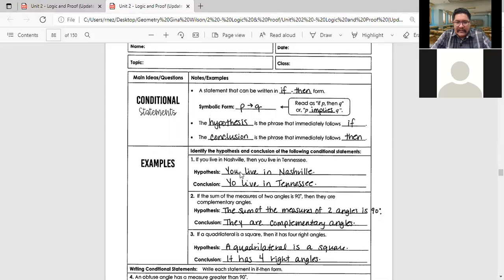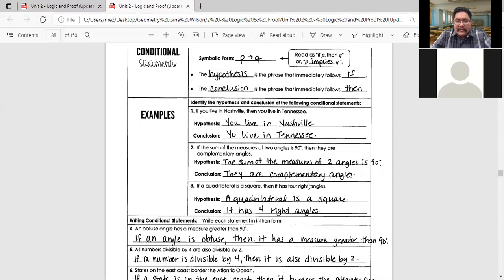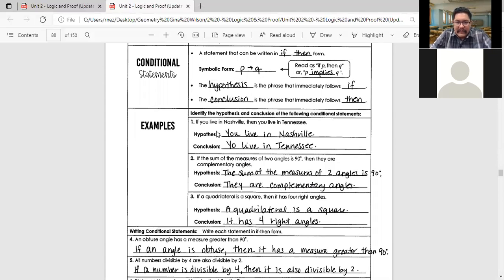So let's see. Yeah, Nashville is in Tennessee. So if you live in Nashville, then you live in Tennessee. All right, so that's the hypothesis, and that's the conclusion. So again, the conclusion is kind of what you know has happened or is happening, and the hypothesis is what you think is going to happen.